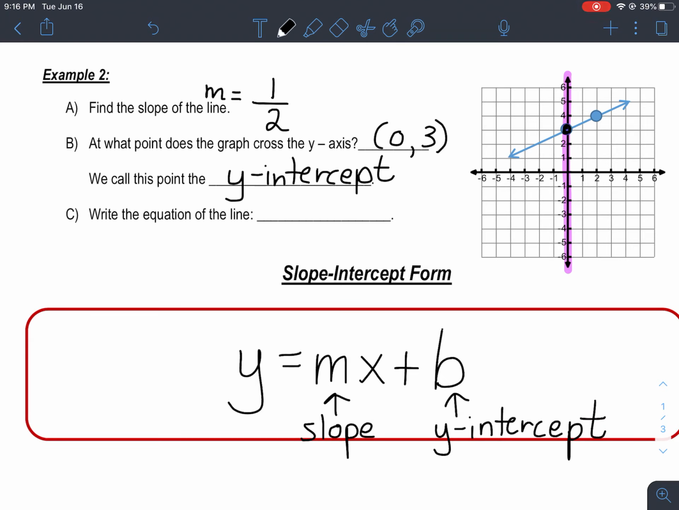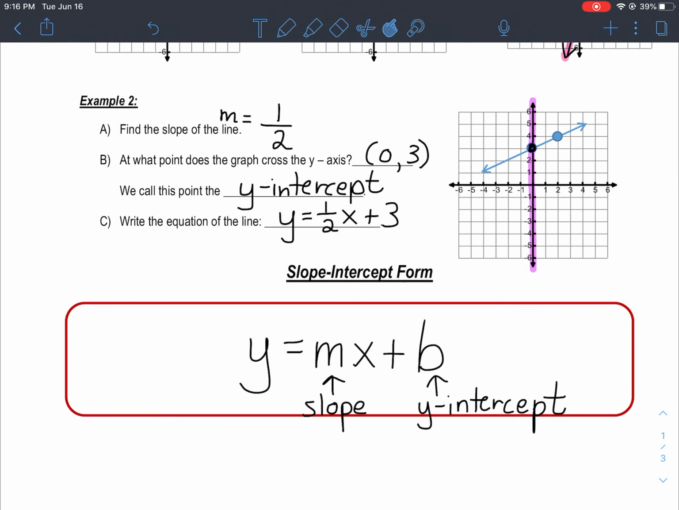So now for C, if we want to write the equation of the line, well, we need y equals m, which is our slope. We already found was 1/2. You put x, and plus b. Well, our b is our y-intercept, and we already found that that's 3. So it's plus 3. And it's as simple as that. That's how you write the equation of the line.